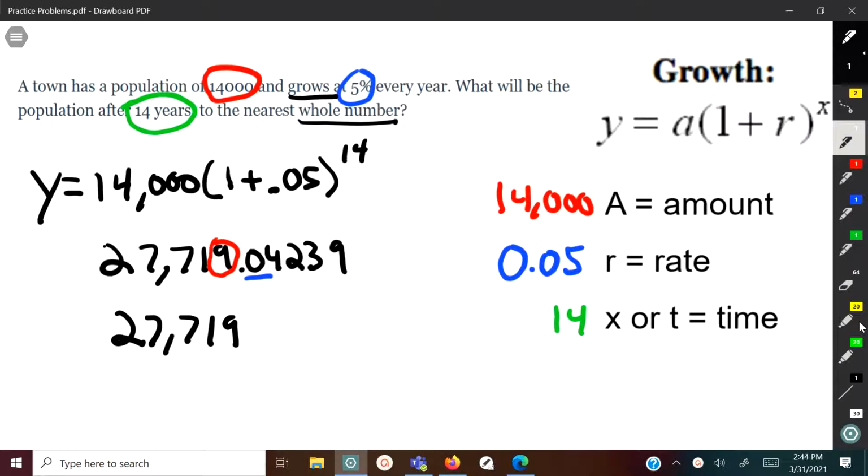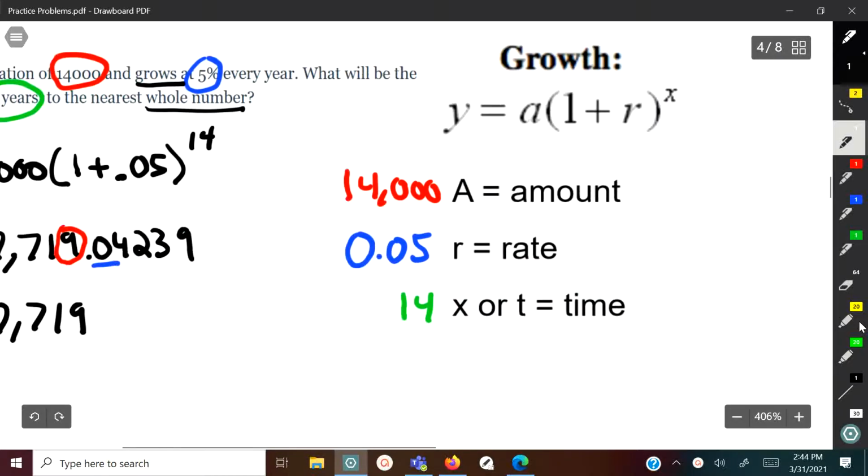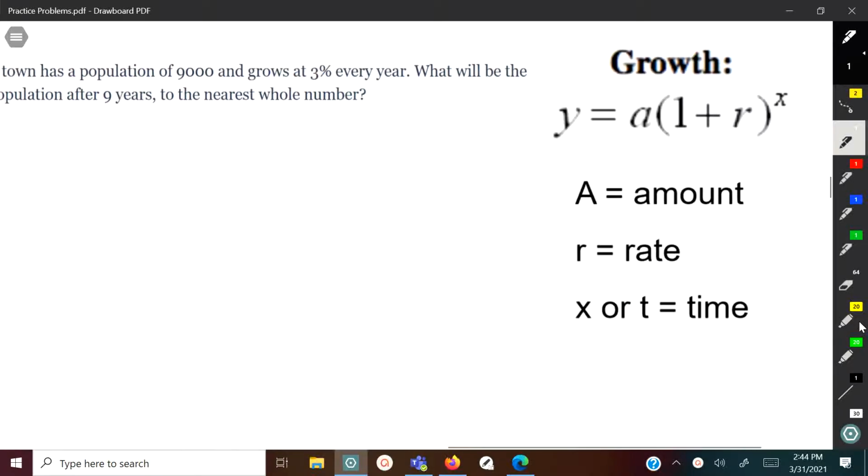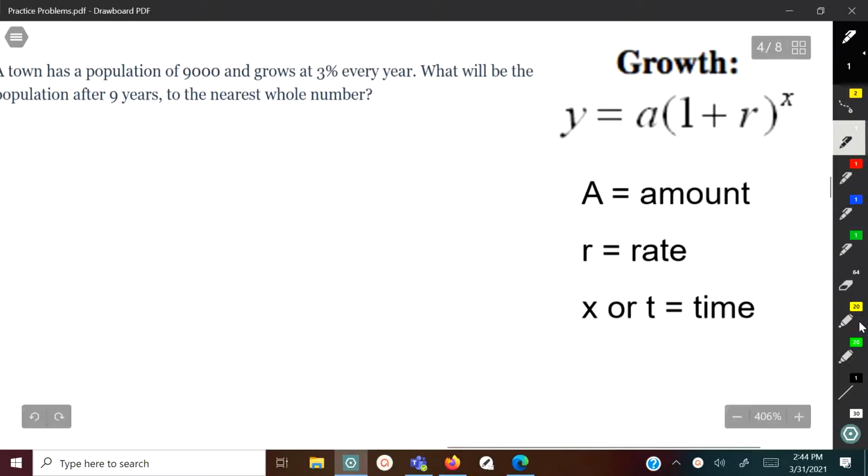It's helpful to write out the formula so you see what you're doing. It's helpful to say, okay, this is A, this is R, this is X, this is where it goes. That way you keep from messing up. Alright, so let's take a look at another example, and you can pause the video here and see if you can solve it.